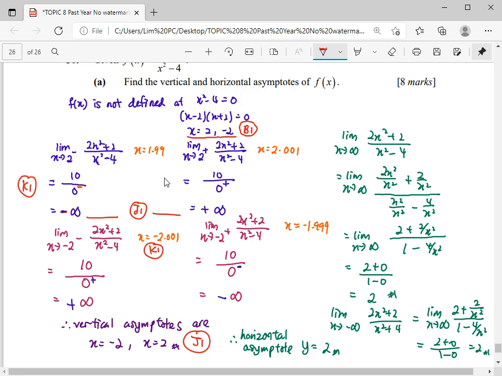Then write down that our vertical asymptotes are negative 2 and 2. Another part will be the limit at infinity in order to find our horizontal asymptote. So that will be our concept, finding the limit at infinity for our function, and then simplifying our function because it is an indeterminate form. Then we get to the answer, and make the sentence: the horizontal asymptote is y equals 2.